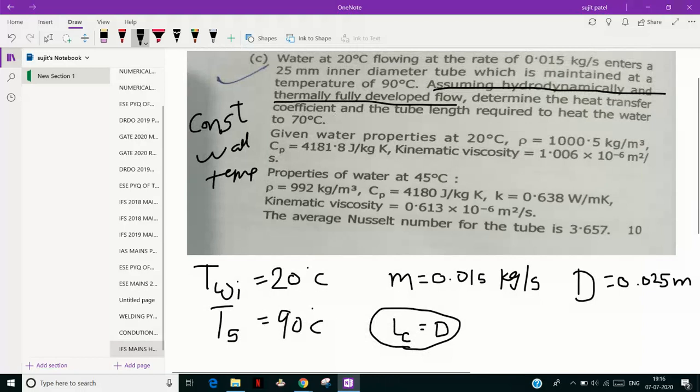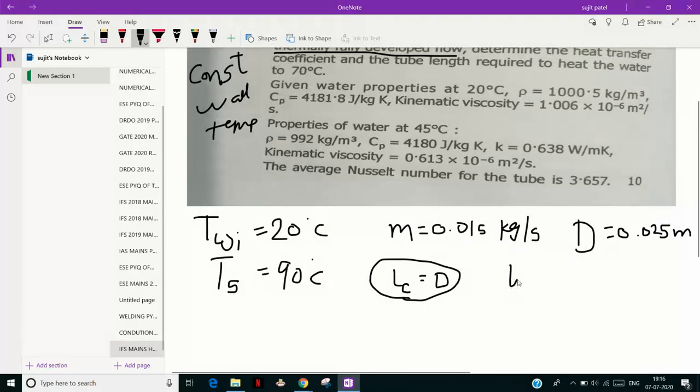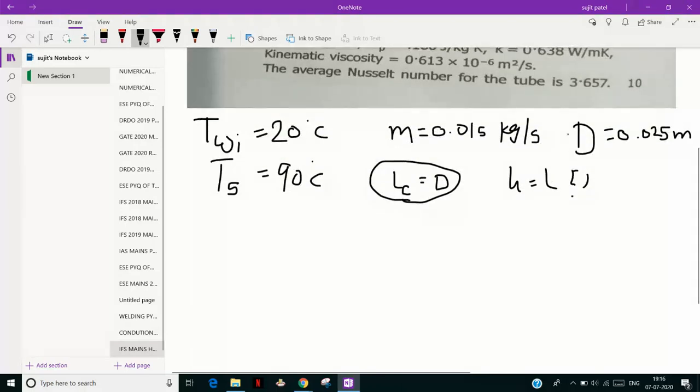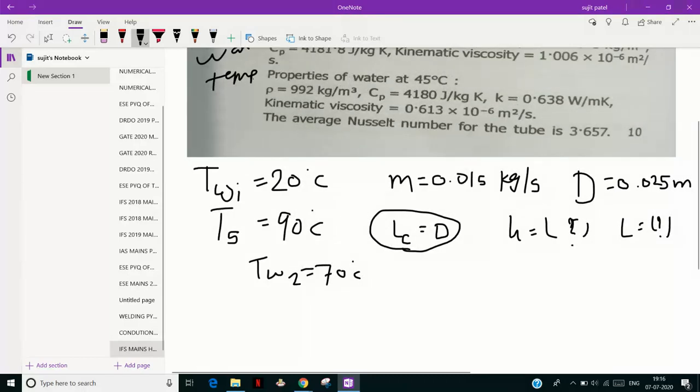Determine the heat transfer coefficient, that means h we have to find, and the length required for the heat transfer rate. So what will be the length? The outlet water temperature is 70 degrees Celsius. And the mean properties of the fluid are at 45 degrees Celsius, because the mean temperature is 20 plus 70, that is 90, divided by 2, that means 45 degrees Celsius.